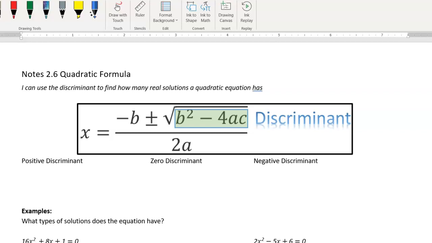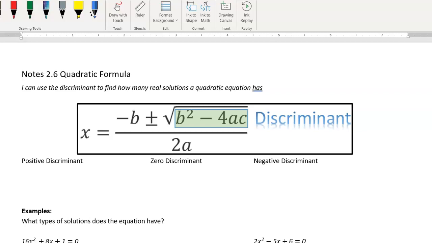Now, today specifically from the quadratic formula, we are just going to be looking at the piece underneath the square root, the b squared minus 4ac. That part of the quadratic formula, we call that the discriminant. And that's going to tell us some things about the graph. Here's what it tells us.